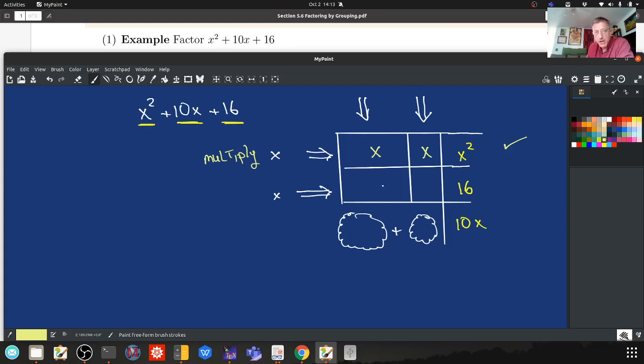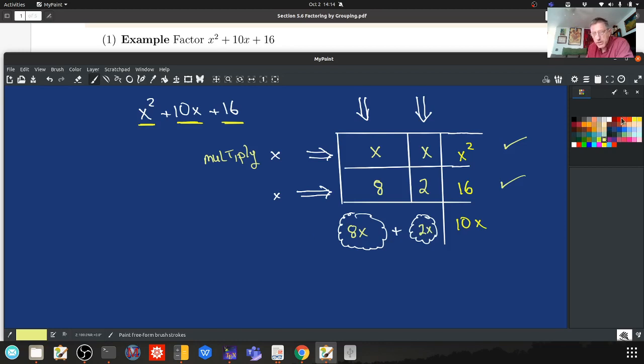Down here, I have to put in 2 numbers such that when I multiply them together, I get 16. So 8 times 2 is 16, so I satisfied that. Now down here I'm going to multiply, x times 8, which is the same as 8x. So this is 8x. 2 times x is 2x.